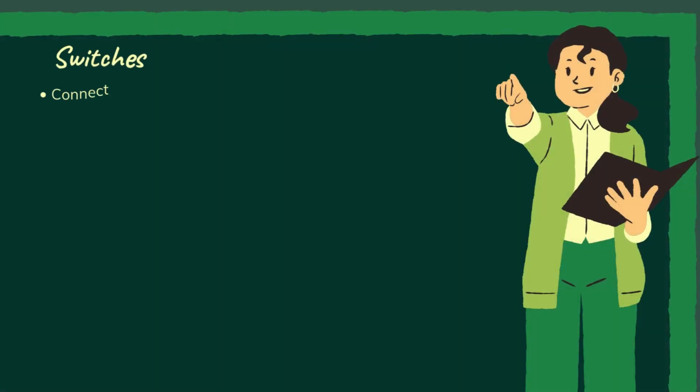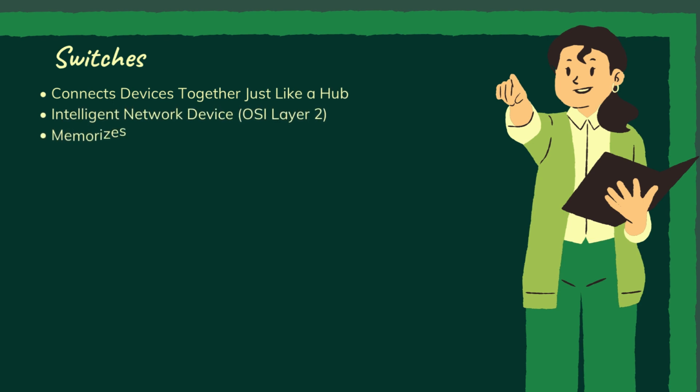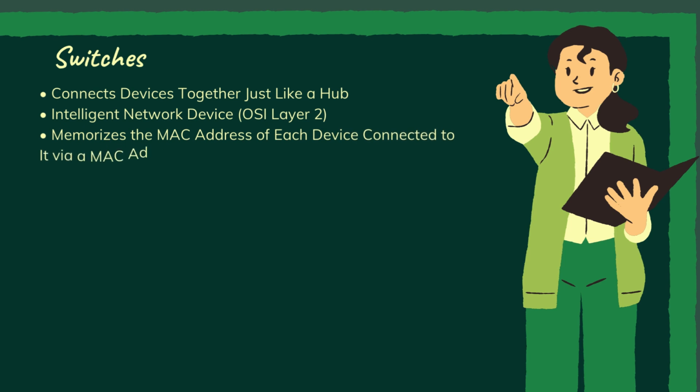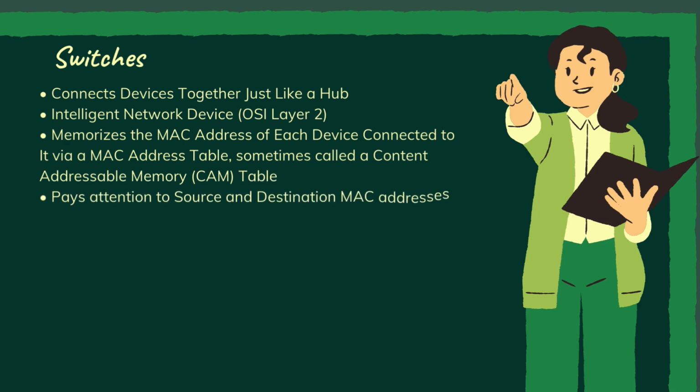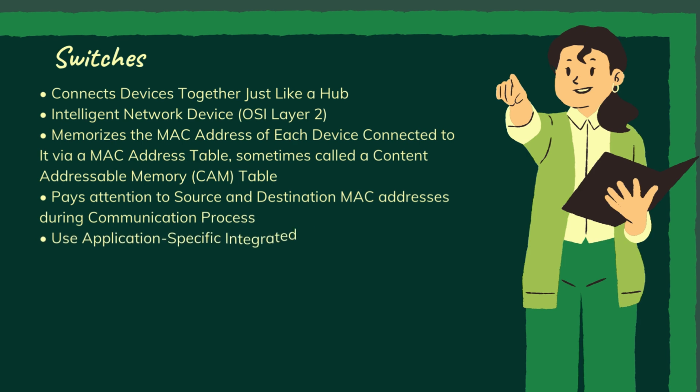Switches. Connects devices together, just like a hub. Intelligent network device, OSI Layer 2. Memorizes the MAC address of each device connected to it via a MAC address table, sometimes called a Content Addressable Memory, CAM table. Pays attention to source and destination MAC addresses during the communication process.